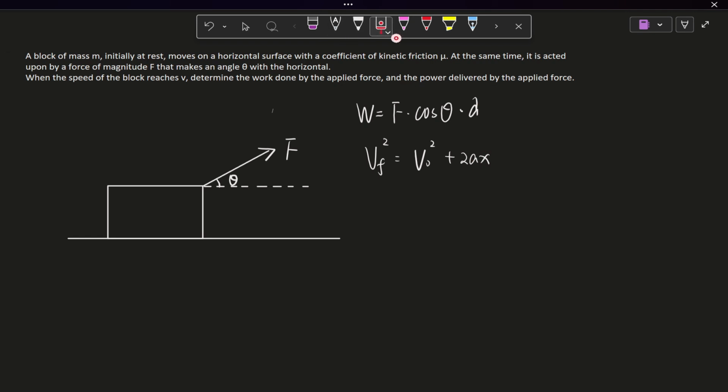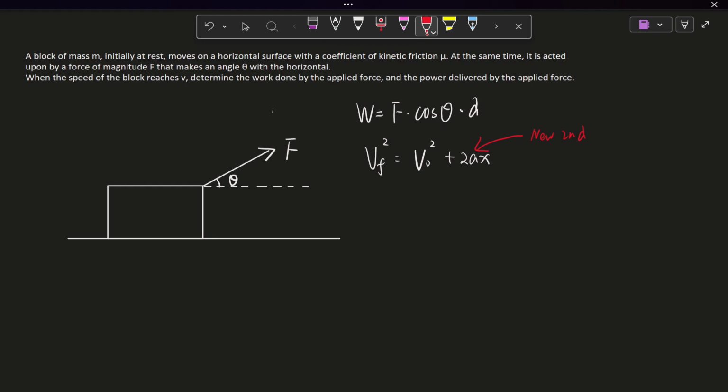So we already know Vf, right? When the speed of the block reaches v. V naught, it's initially at rest, so V naught is 0, we can just ignore it, plus 2ax. Now we're trying to solve for a. For a, I will use Newton's second law to find it, because F is equal to ma, right?